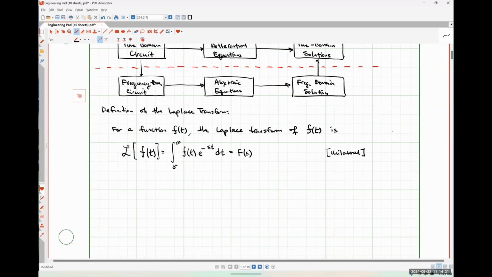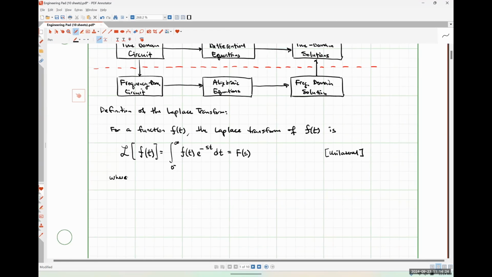So that operator s is the complex frequency which is defined as s is equal to lowercase sigma plus j omega.